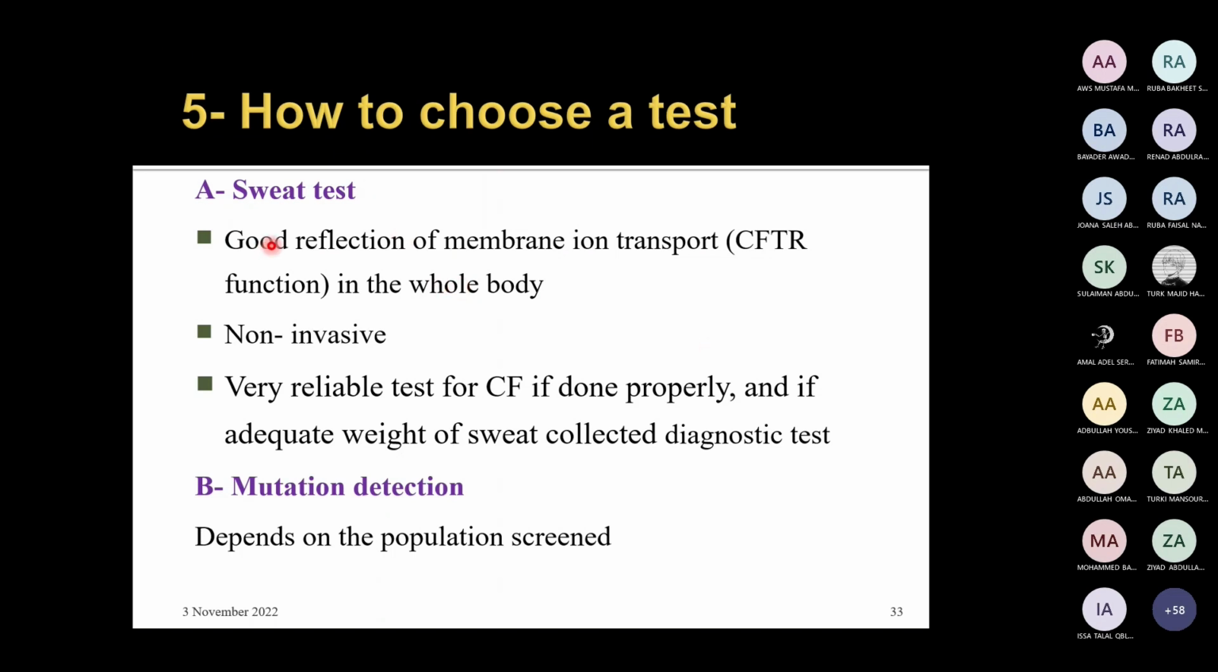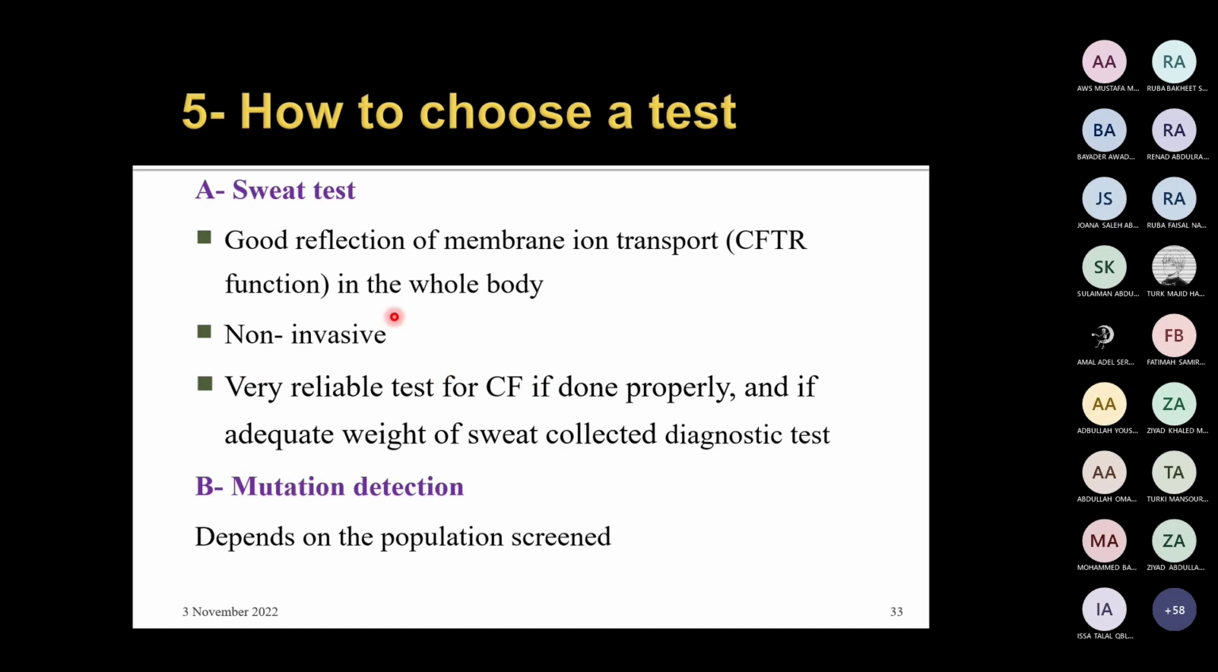The sweat test is a very good reflection of ion transport for the whole body. One of the things that's good about the sweat test is that it's non-invasive. I don't need to take a blood sample, I don't need to do an endoscopy, I don't need to open the patient or take a biopsy, for example. It's very reliable if done properly, and if an adequate weight of sweat is collected in the diagnostic test.